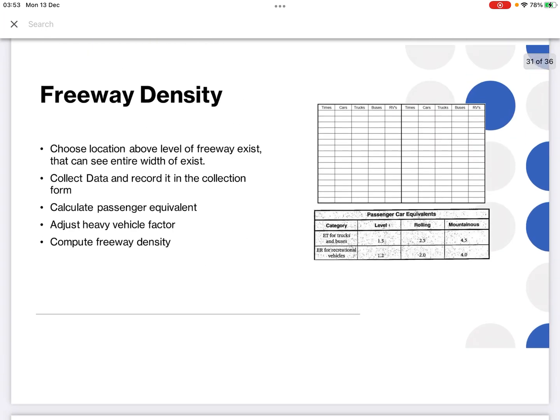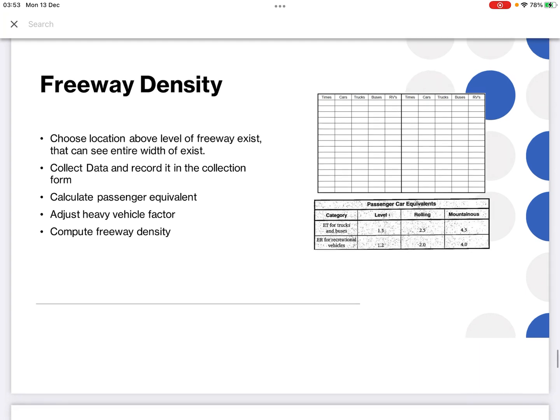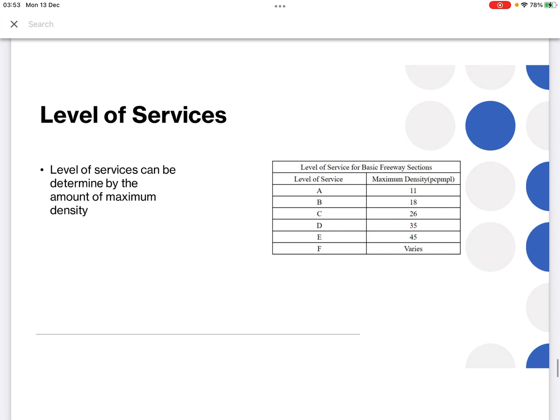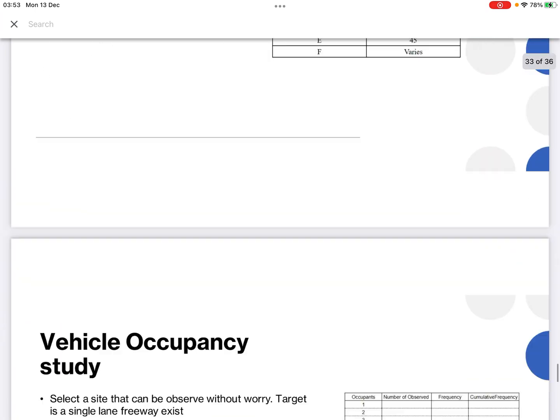Next, freeway density. Choose a location above the freeway axis where they can see the entire width of the axis. Collect data and record in the collection form. Calculate passenger car equivalent, and adjust the heavy vehicle factor. Compute freeway density, and from freeway density you can compute level of service as well, because it is based on maximum density by this standard table.